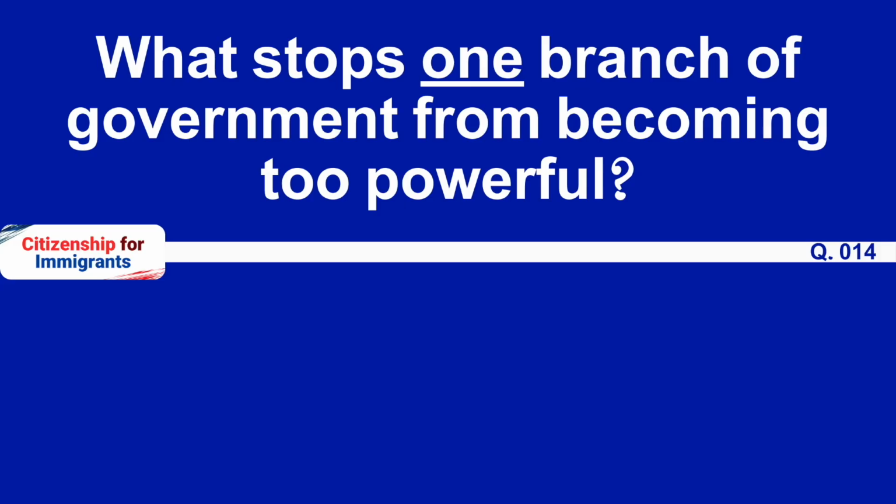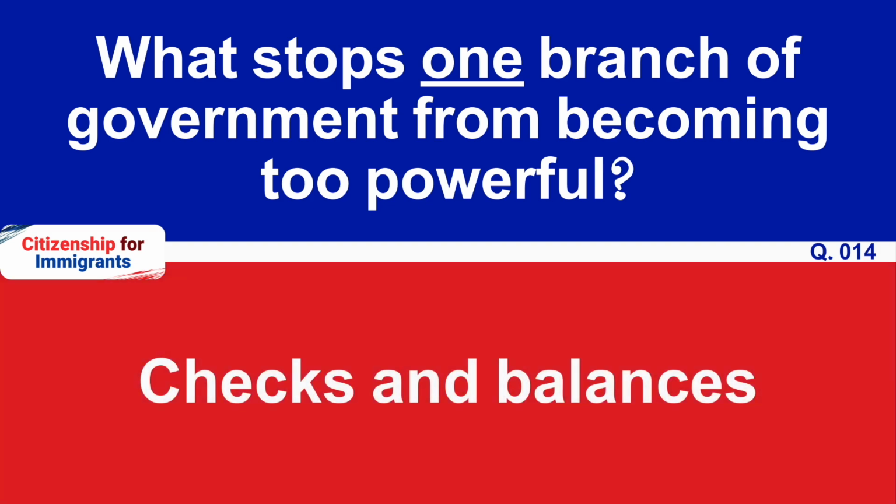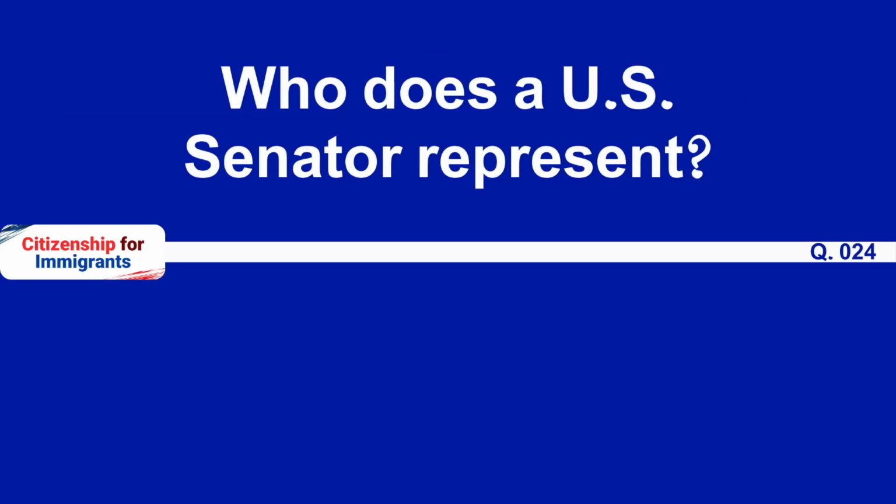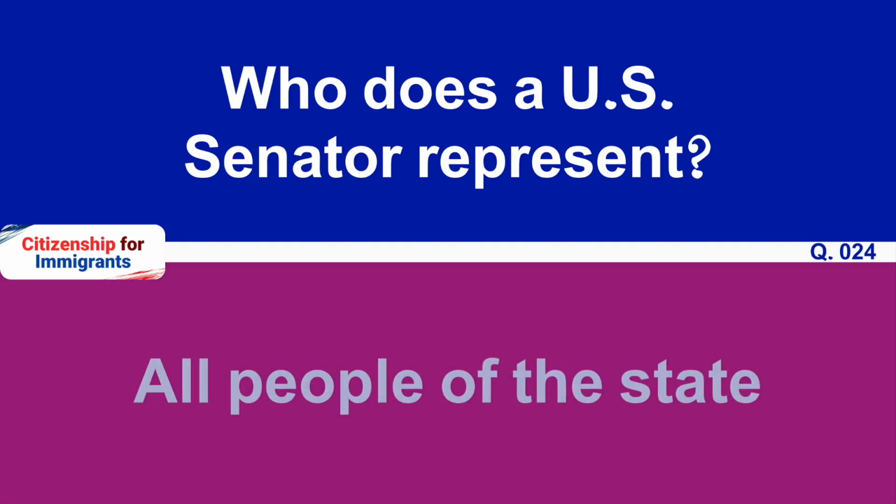What stops one branch of government from becoming too powerful? Checks and balances. Who does a U.S. Senator represent? All people of the state.